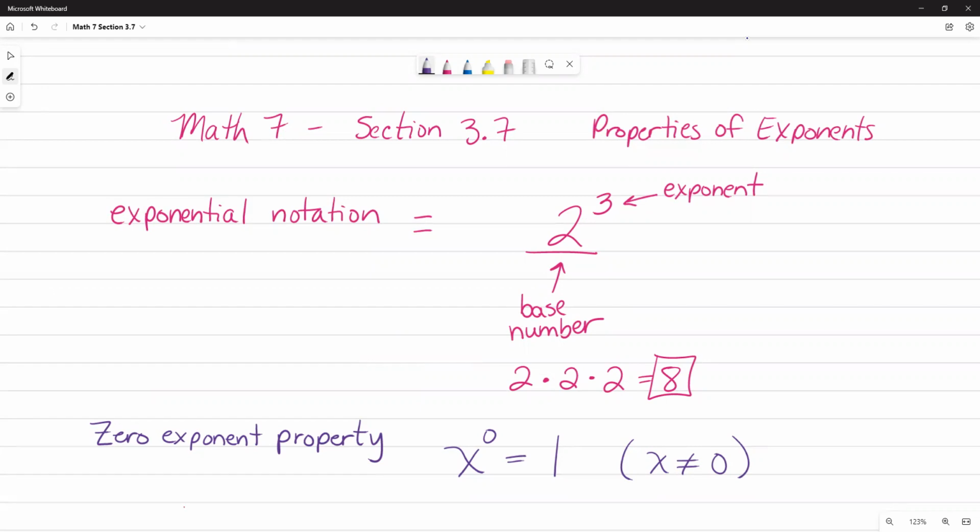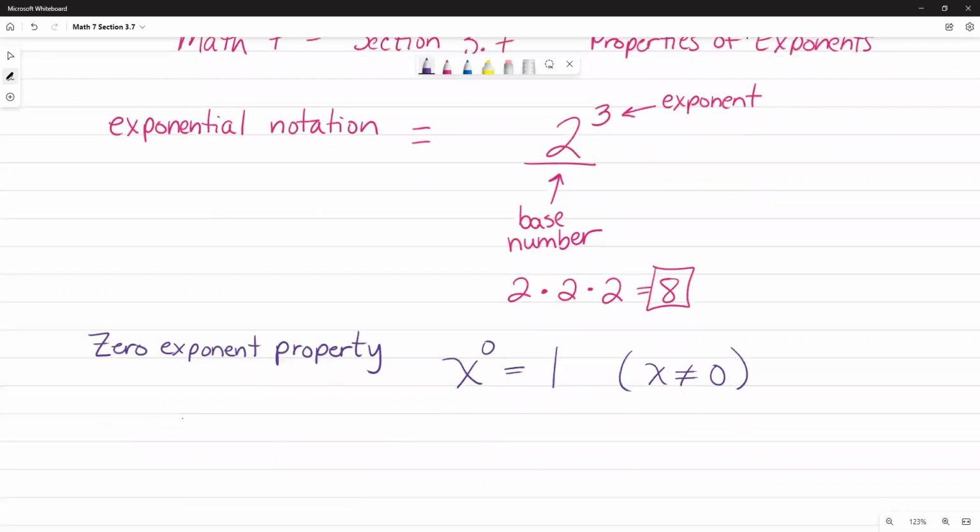Exponential notation, remember, is the base number multiplied times itself, whatever exponential number you're given. So 2 to the power of 3, or 2 cubed. 2 is the base number, 3 is the exponent, and you multiply 2 times itself 3 times. That's what the exponent means. You would never multiply a base number times its exponent. That's just basic multiplication. We wouldn't need to have that in exponential form.